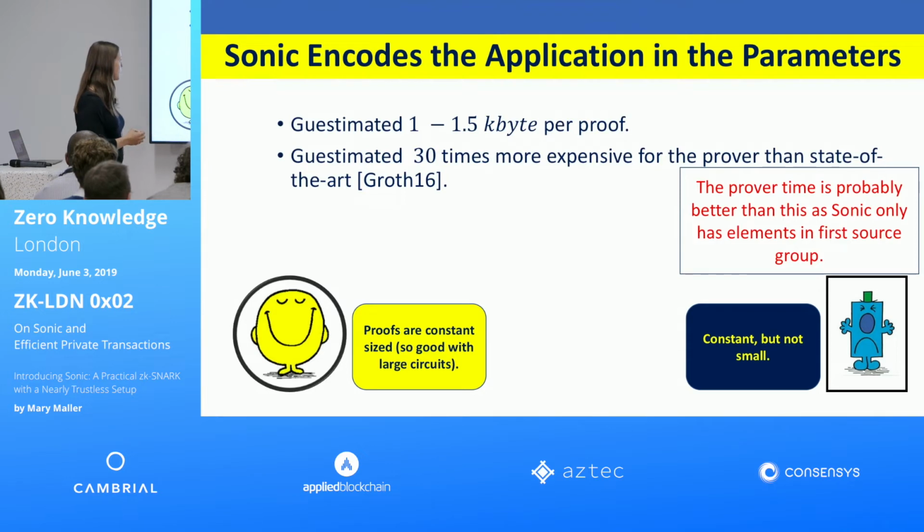So if we're talking proof size, when I say guesstimated, what I mean is that I literally looked at the paper and went through counting element by element in order to figure out the proof size. We don't have an implementation of this version of the protocol. But I guesstimated that it was something between 1 and 1.5 kilobytes per proof, but that the prover would possibly be 30 times more expensive than Groth16, which is the current state of the art for SNARKs. So not great.